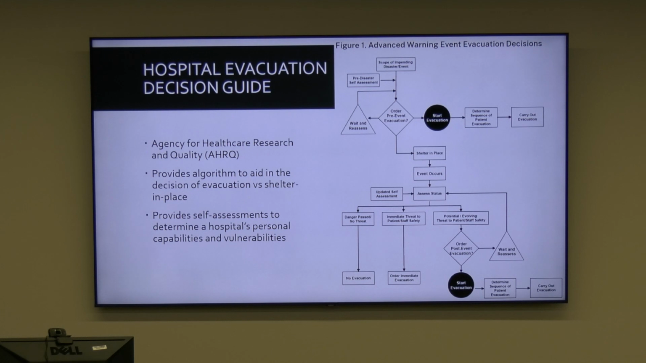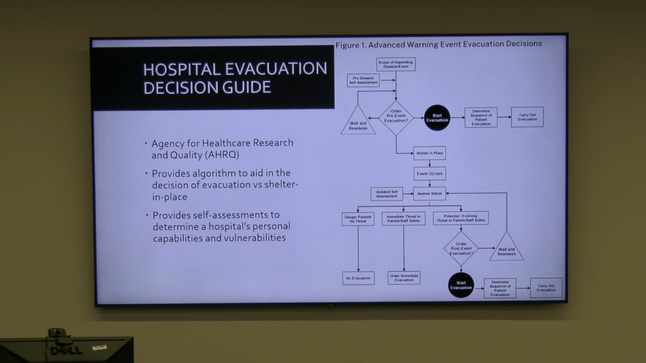So if there is a potential or evolving threat, then you might order a post-event evacuation. You can wait and reassess and go back to the beginning and assess status, or you can start evacuation, and the same as the pre-event evacuation, you determine the sequence of patient evacuation and then you actually carry out the evacuation. So this is a really good algorithm to walk you through it.